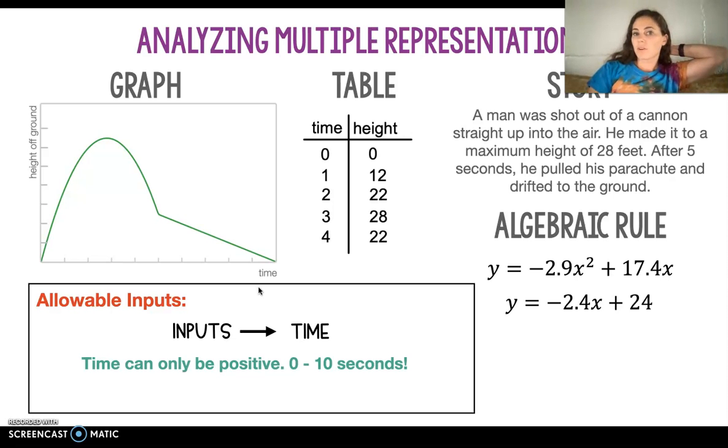We also can see from the graph that he hits the ground again at 10 seconds, so our allowable inputs for this scenario would be 0 to 10 seconds. From the table, I don't really get much information past 4, so it doesn't really tell me a whole lot. So the graph is one of the best ways in this situation to talk about those inputs. Although all of these represent the same situation, they all give us different pieces of information, which is how multiple representations work.